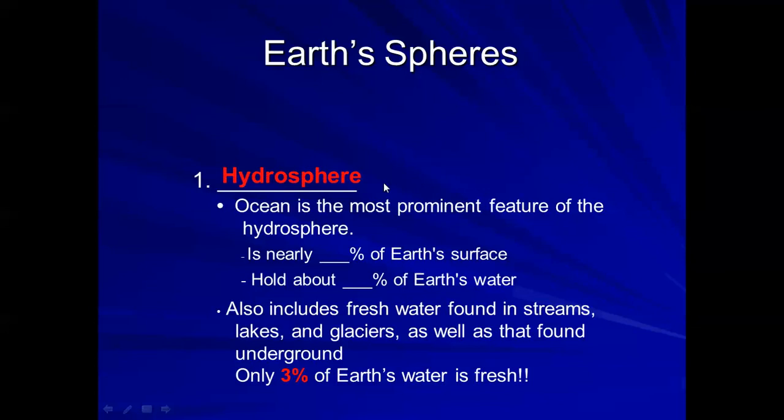So first we're going to talk about the hydrosphere. Obviously, the ocean is the most prominent feature of the hydrosphere. Nearly 71% of the Earth's surface is covered in ocean water. And if we think about all of the water on our planet, 97% of the water on our planet is held in the ocean. Now, if you remember, ocean has salt water. So only about 3% of the water on Earth is actually fresh. And fresh water can be found in streams, lakes, glaciers, and underground.